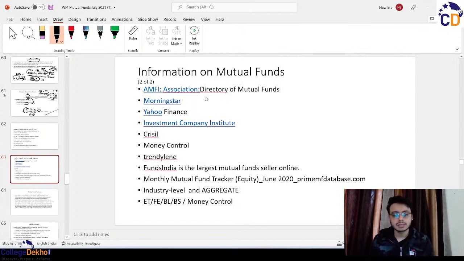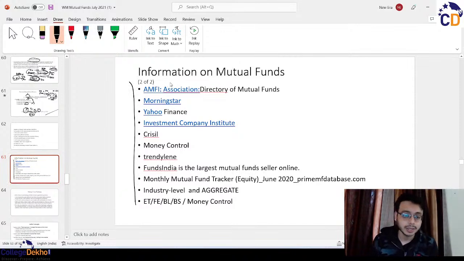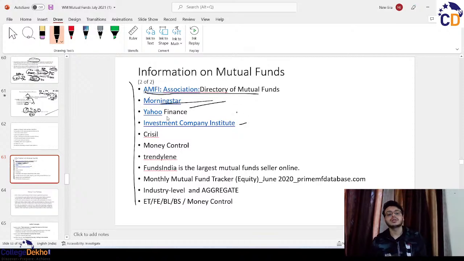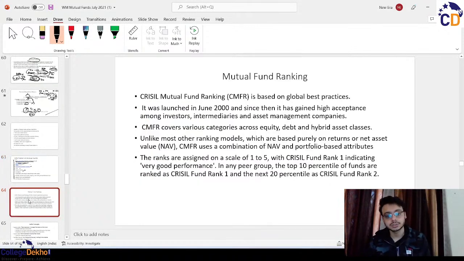Now they have given some of the sites where you can get the mutual fund data. AMFI, the Association of Mutual Funds of India, is there. Morningstar, Yahoo, Investment Company Institute, Crystal, Money Control, Trendline, all these are available to get information.